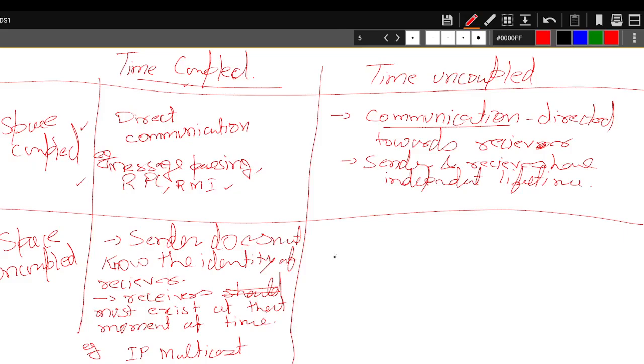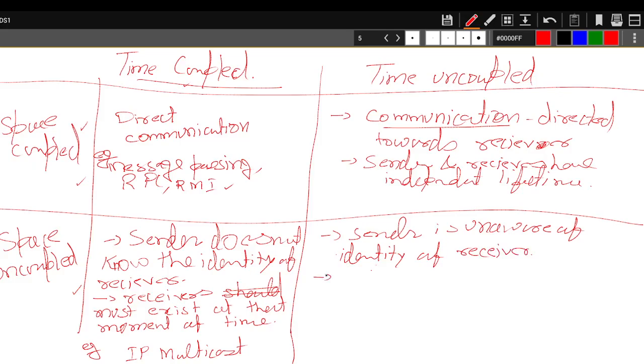Now let us talk about a system that is space uncoupled as well as time uncoupled. So what will happen in this case? The sender does not know the identity of the receiver, and also the sender and receivers come at different times. So let me write it: the sender is unaware of the identity of the receiver. Also they have independent lifetimes.